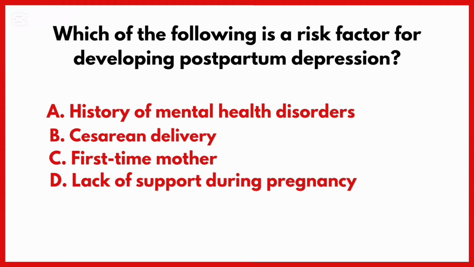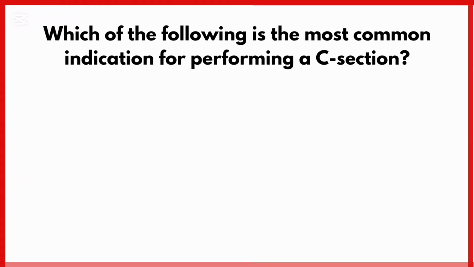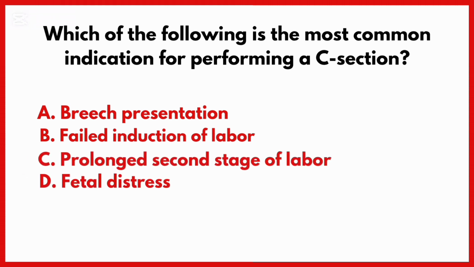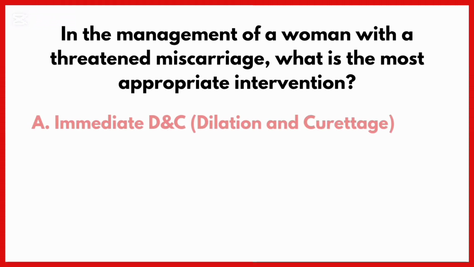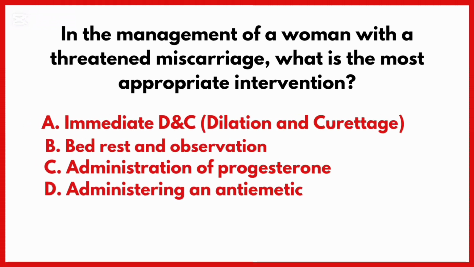Correct answer is option A, history of mental health disorders. Which of the following is the most common indication for performing a C-section? Correct answer is option D, fetal distress. In the management of a woman with a threatened miscarriage, what is the most appropriate intervention?